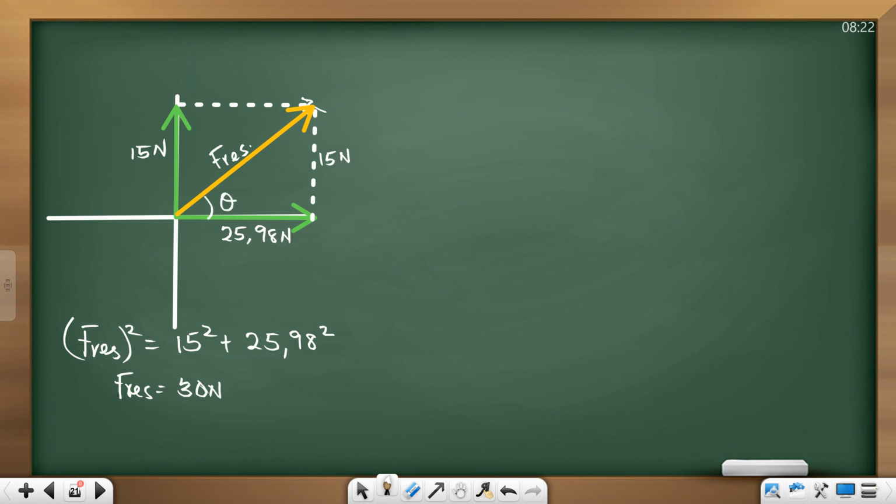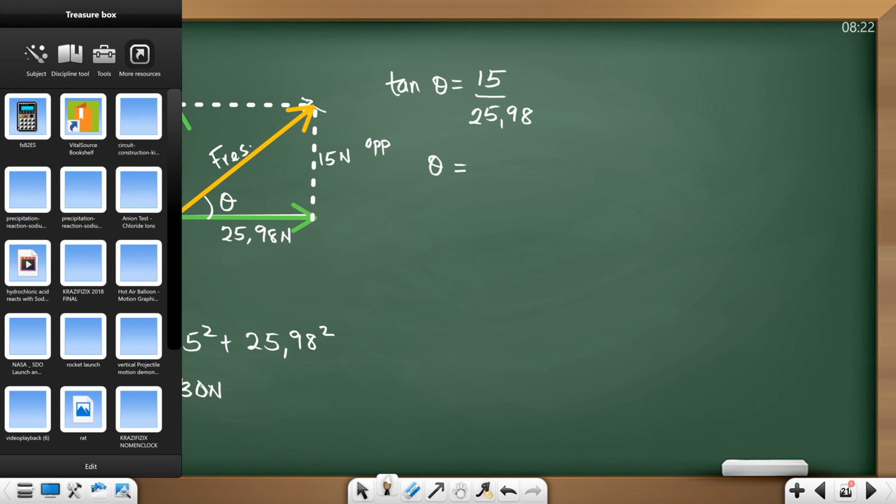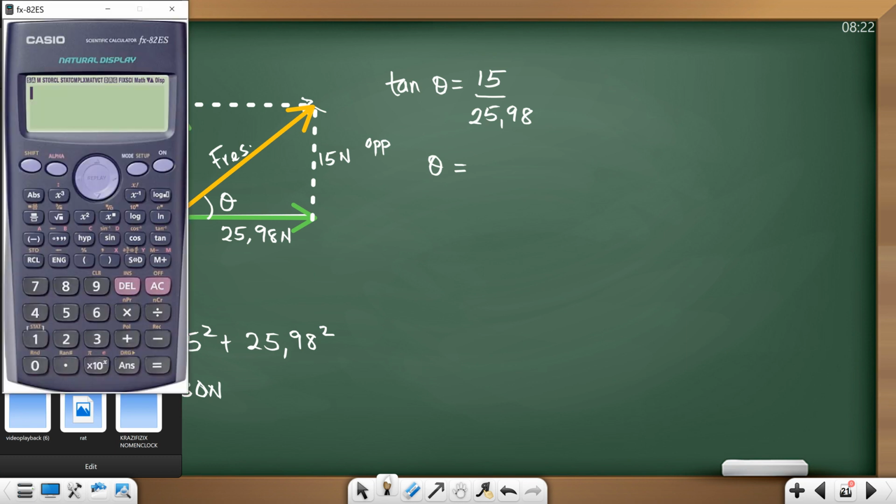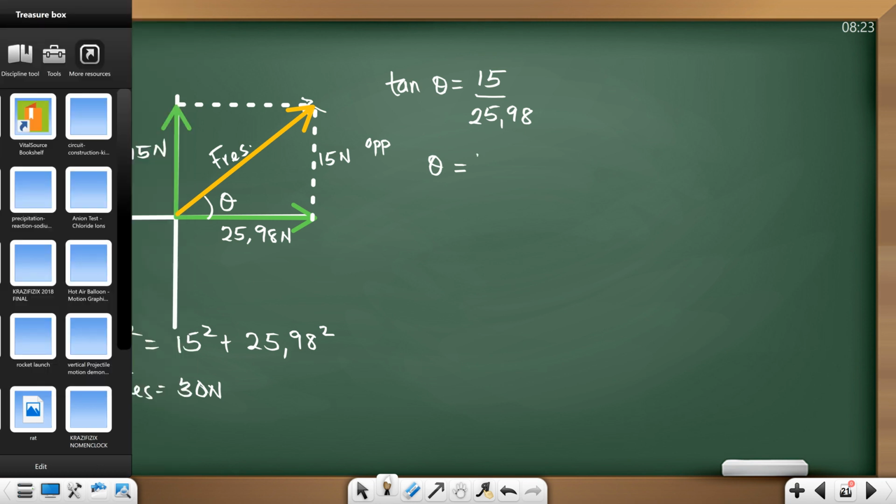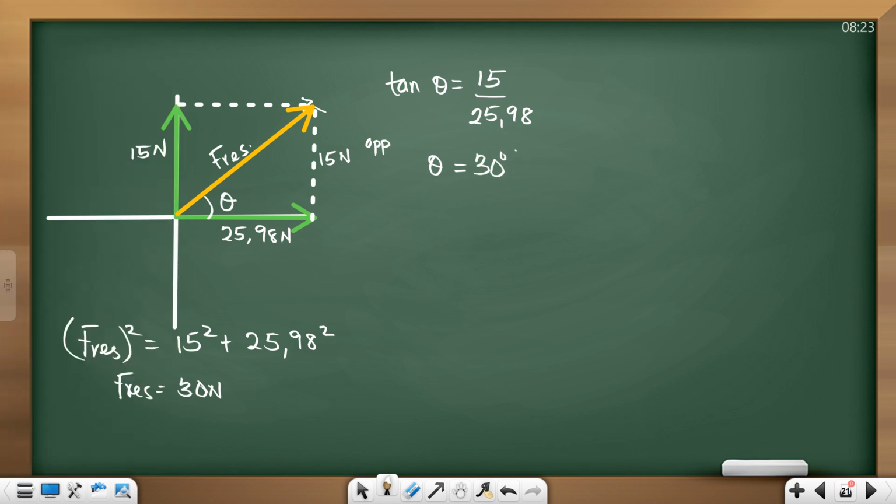And this is my angle theta. How would I get theta? Tan theta is opposite. This side is the opposite, right? 15 over adjacent, 25,98. Theta, therefore, will be, let's find out what our angle would be. All right, so we'd say 15 divided by 25,98, which is that. And we'll say shift tan, answer. Check, 30,00, 30 degrees. Please, is it making sense now?